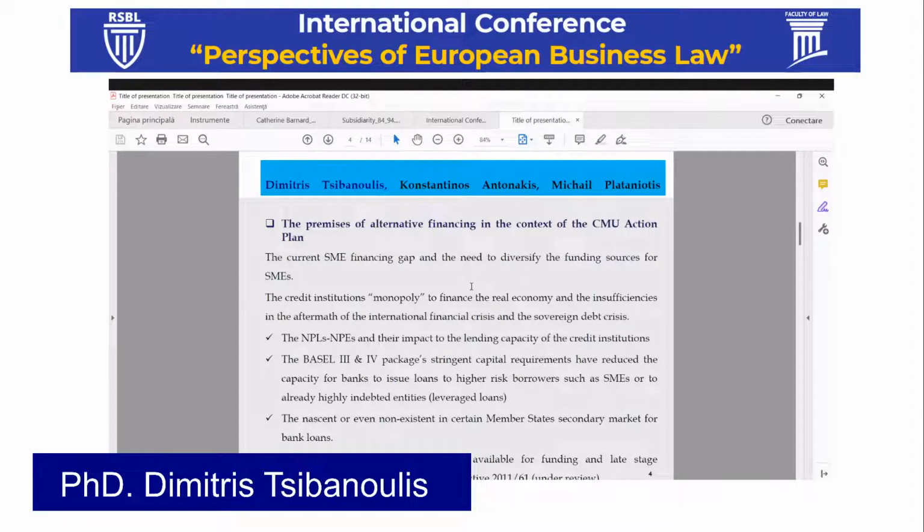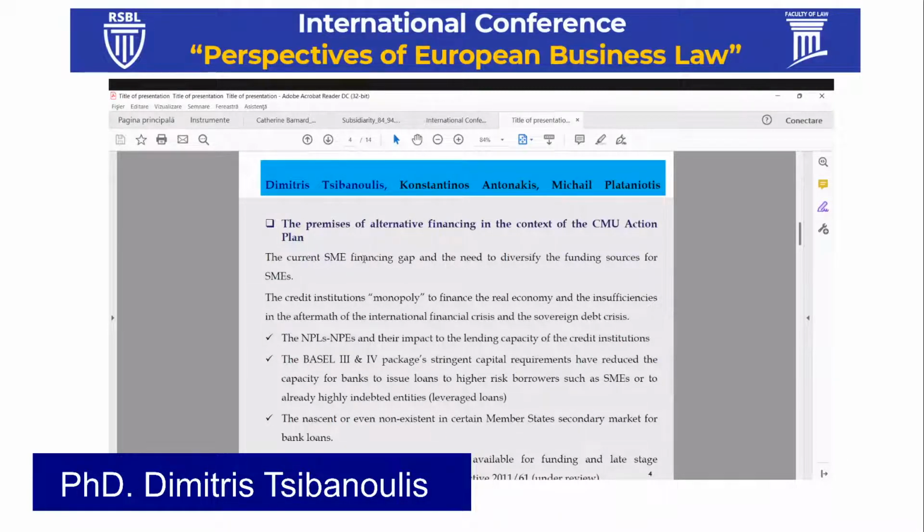I don't want to speak more. I would like to give the floor to my colleague Michalis, who will continue by presenting the credit funds legal framework or perspective in Europe. Michalis. Thank you very much, Mr. Tsibanoulis.